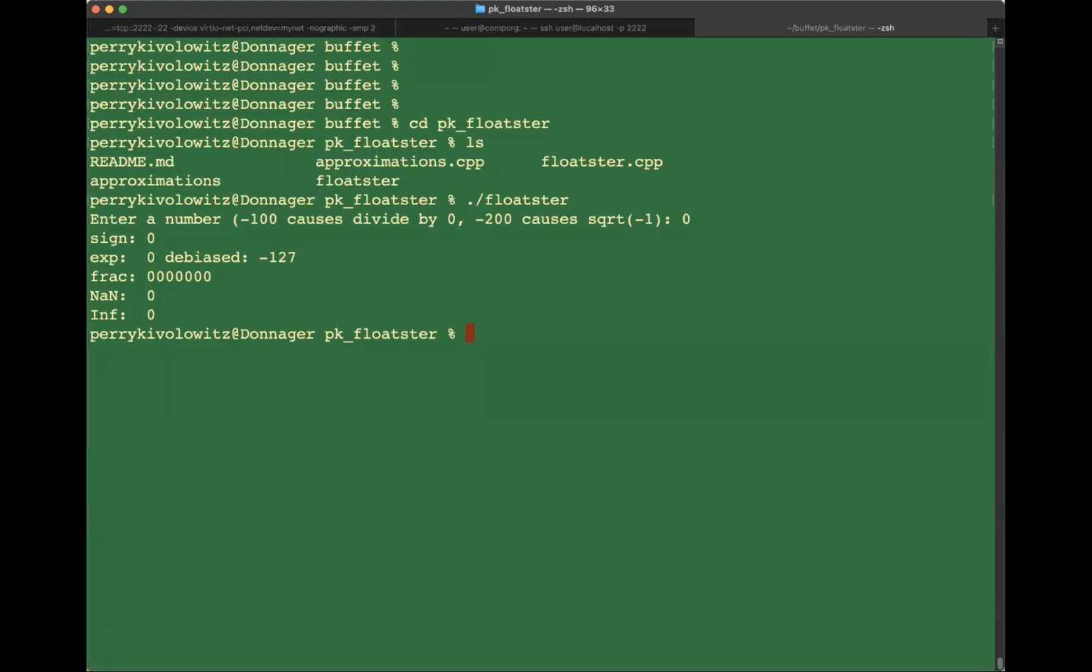Can you explain what it means to be debiased by negative 127 or whatever? All right. So this is actually a general lesson for you. Let me get my iPad going. And there's actually a good lesson here in practical matters, particularly appropriate if perhaps you might be working in an embedded environment. Let's take a look.